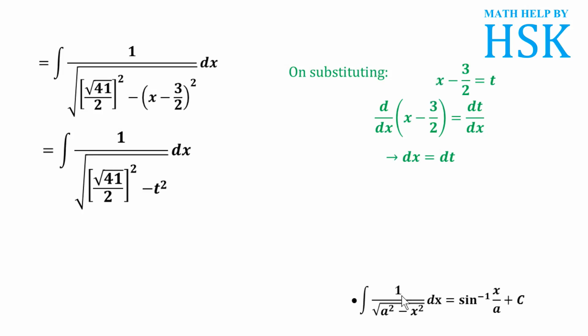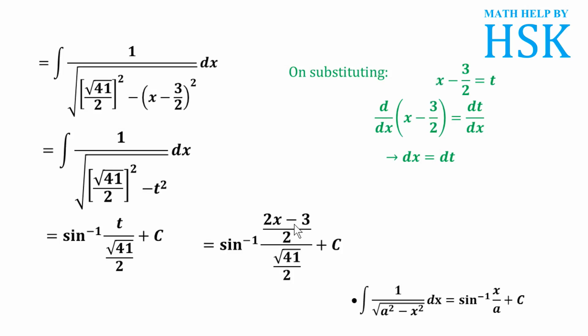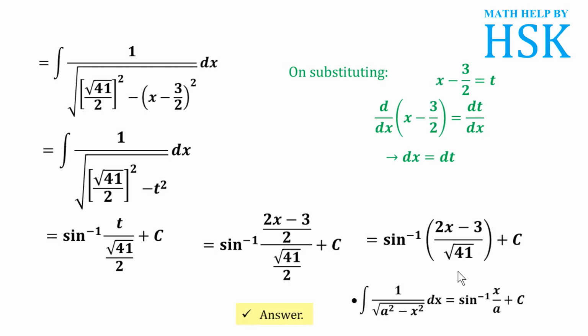Now I know that the integration of 1 upon the square root of a square minus x square is equal to sine inverse of x upon a, right? So this can be written as sine inverse of t upon root of 41 upon 2, plus c. Replacing the value of t, I am going to get this as 2x minus 3 upon 2, upon the square root of 41 upon 2. Both the 2's are going to cancel out because they are dividing the numerator and the denominator, and my final answer would be sine inverse of 2x minus 3 upon the square root of 41, plus c. So this is my required answer.